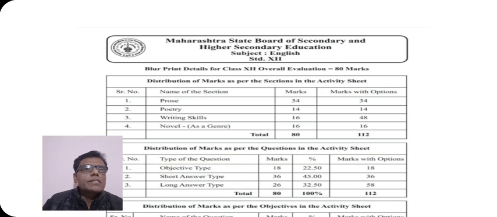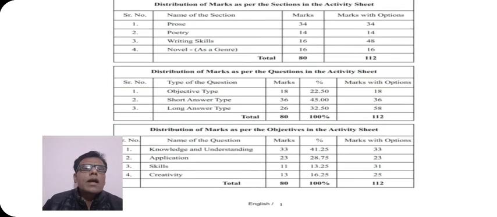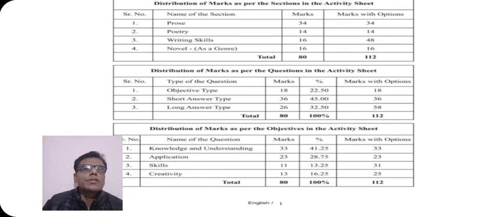So next point we'll see students, that is distribution of marks as per the questions in the activity sheet. So here we have to see the percentage of questions in the activity sheet. So first type of questions are objective type questions. Here 18 marks are there for objective questions, and with options the questions have 18 marks. The percentage of questions in the activity sheet is 22.50%.